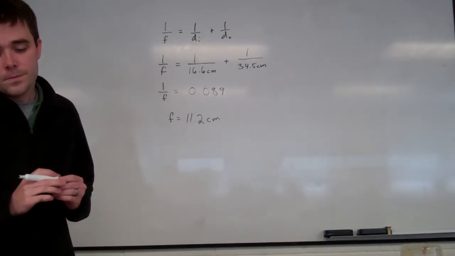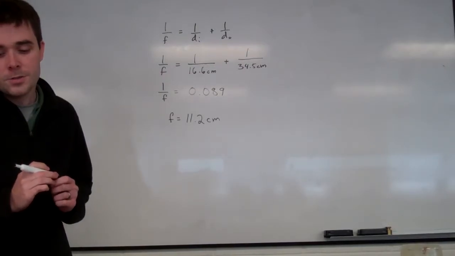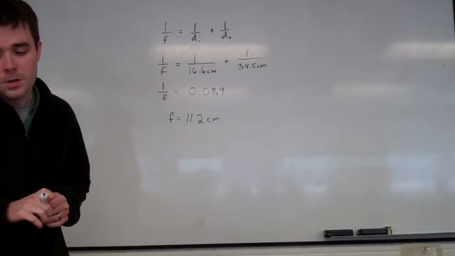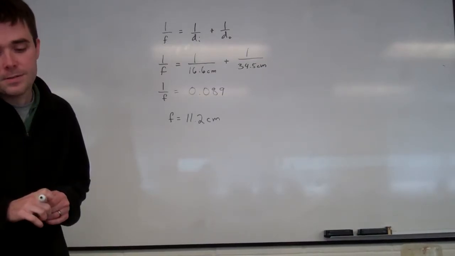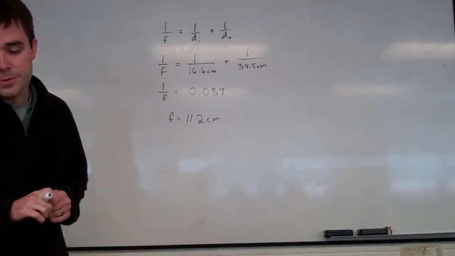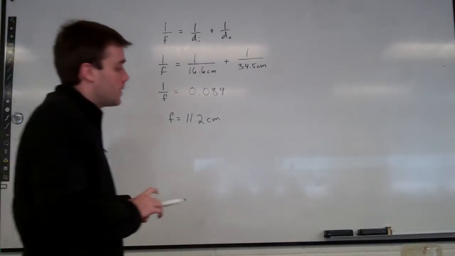Number 2. A convex mirror of radius 24 centimeters has an object placed 5 centimeters from its surface. What is the image distance and magnification of the image? Also state whether the image is real or virtual, inverted or upright, larger or smaller.